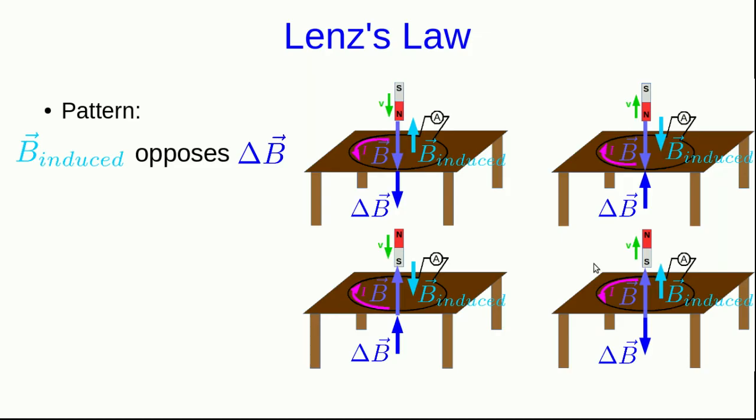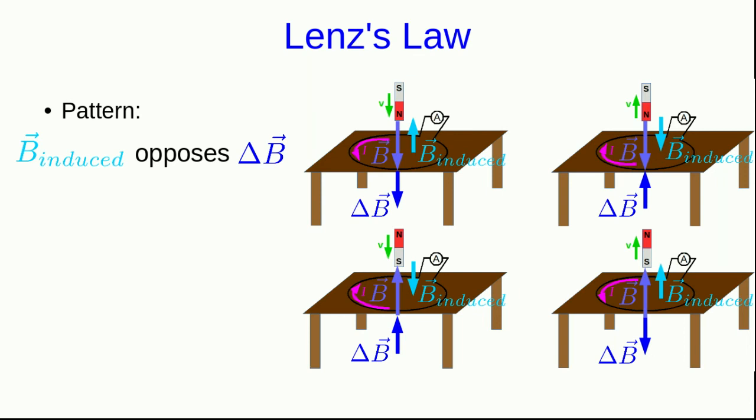So this is a lot of complexity, but there's one overall pattern. In every single one of these cases, the induced magnetic field, by which I mean the field produced by the induced current in the loop, is opposing the change in the magnetic field inside the loop. Now, we've seen, though, that what is important is the flux through the loop. One way to change the flux through the loop is to change the magnetic field through it, but there are other ways to change the flux through the loop, as we'll see.